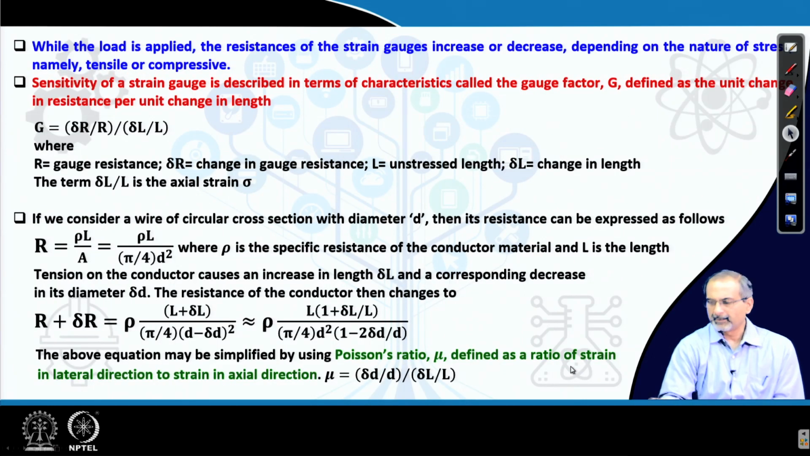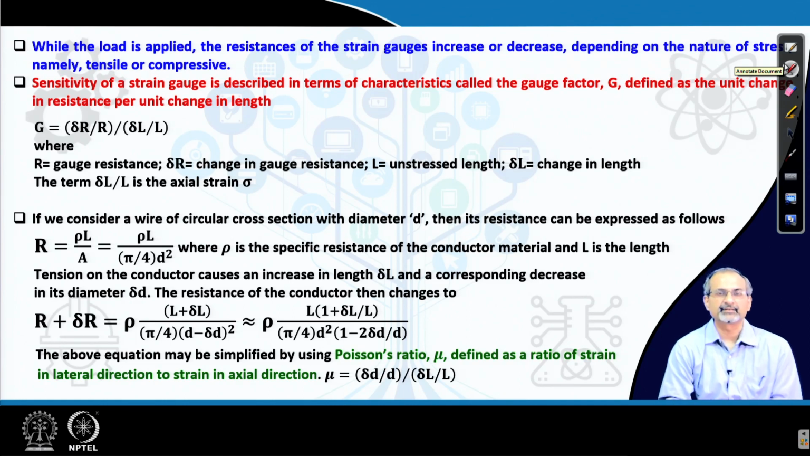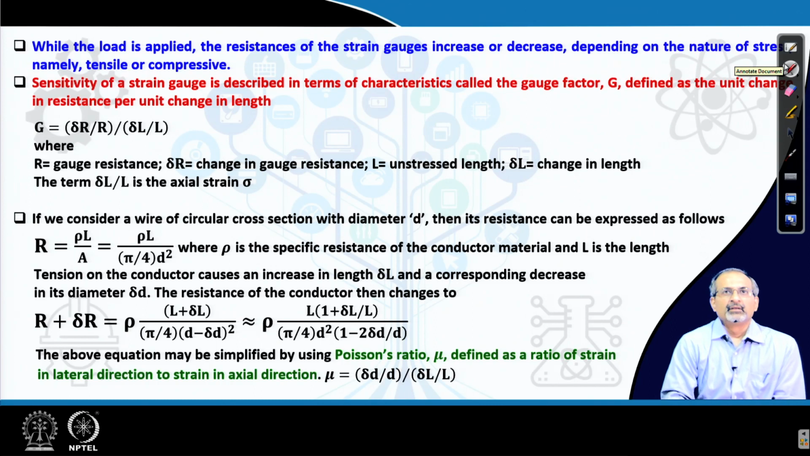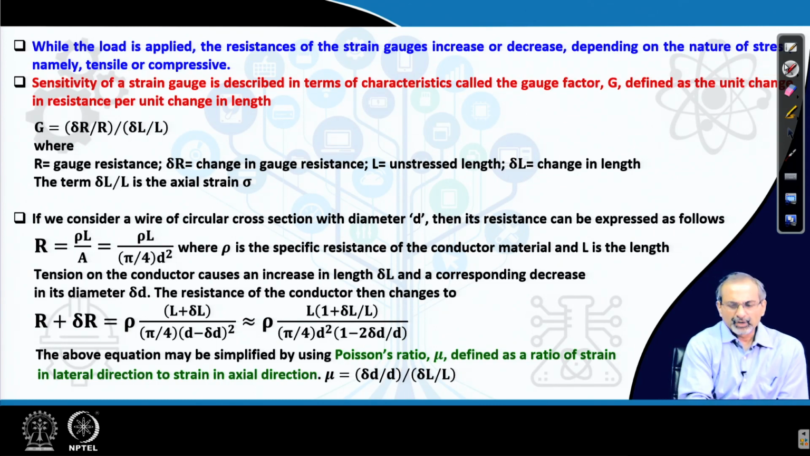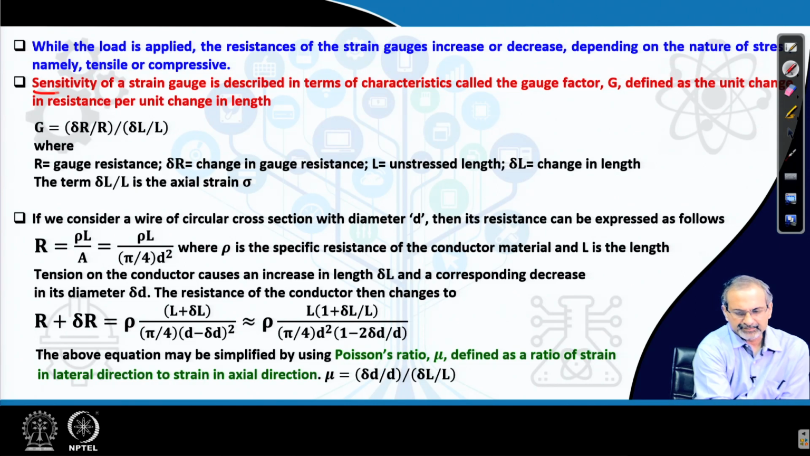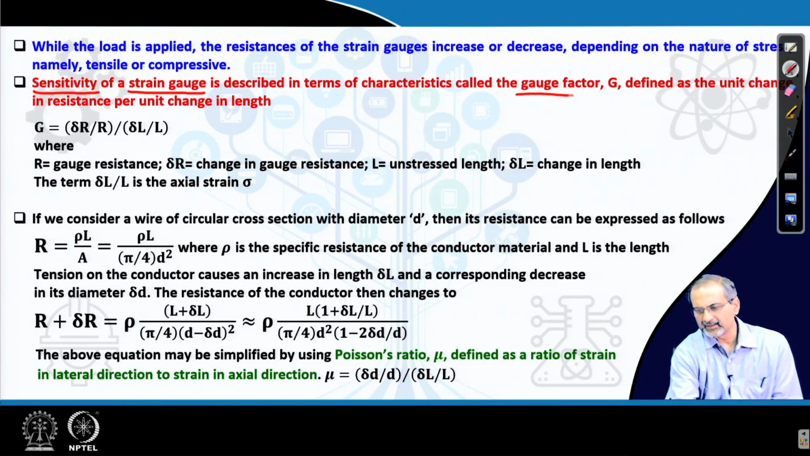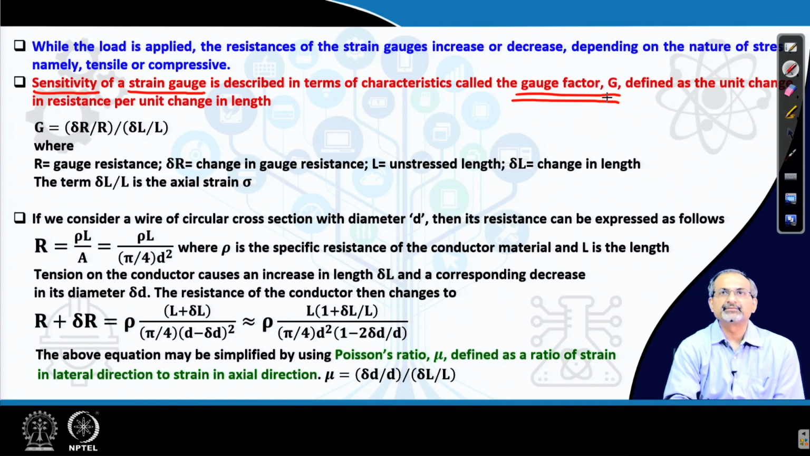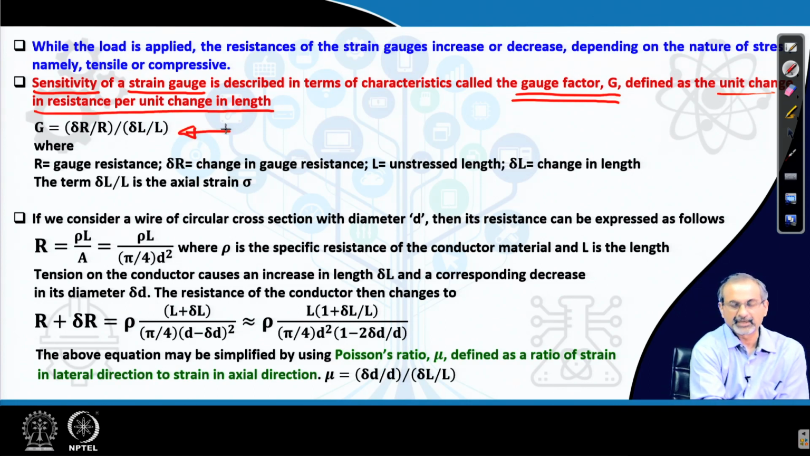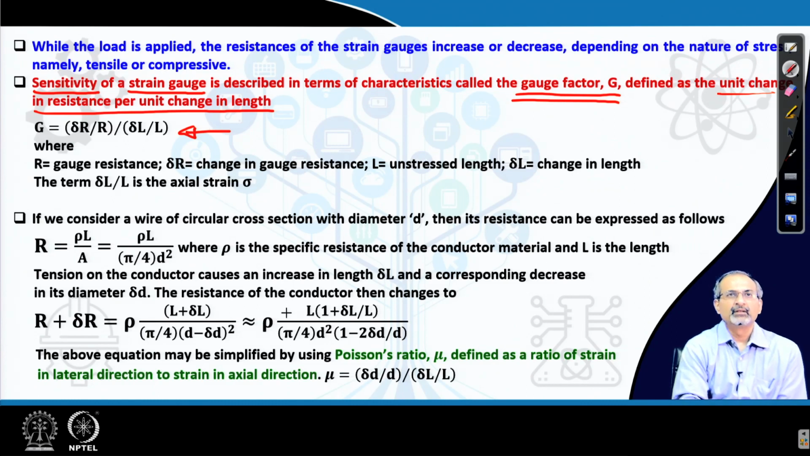So, we by now have gone through the basic idea already. Let us do a few calculations whereby we can characterize the strain gauges a little more in detail. So, we are going to talk about the sensitivity of a strain gauge, and that is best explained through what is called the gauge factor. It is defined as the unit change in resistance per unit change in length. This is the definition of gauge factor, which is a very important one. So, you have the gauge resistance, change in gauge resistance, unstressed length and change in length.